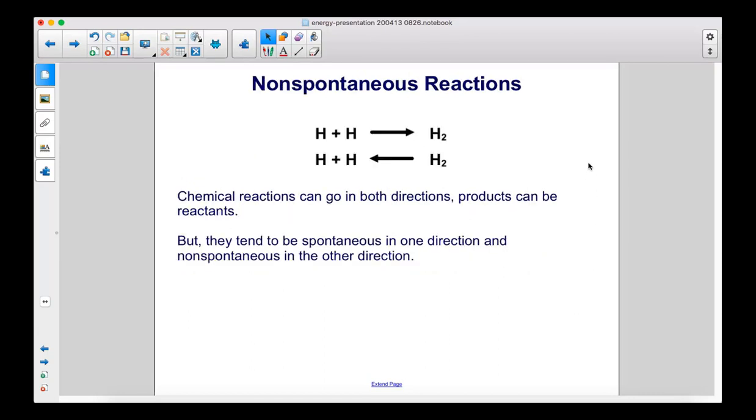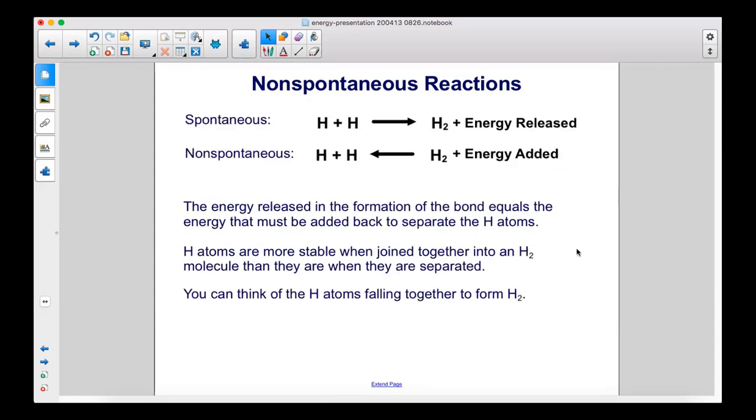Chemical reactions can go in both directions. Products can be reactants, but they tend to be spontaneous in one direction and non-spontaneous in the other. The energy released in the formation of the bond equals the energy that must be added back to separate the hydrogen atoms. Hydrogen atoms are more stable when joined together into an H2 molecule than they are when they're separated. You can think of the hydrogen atoms falling together to form H2.